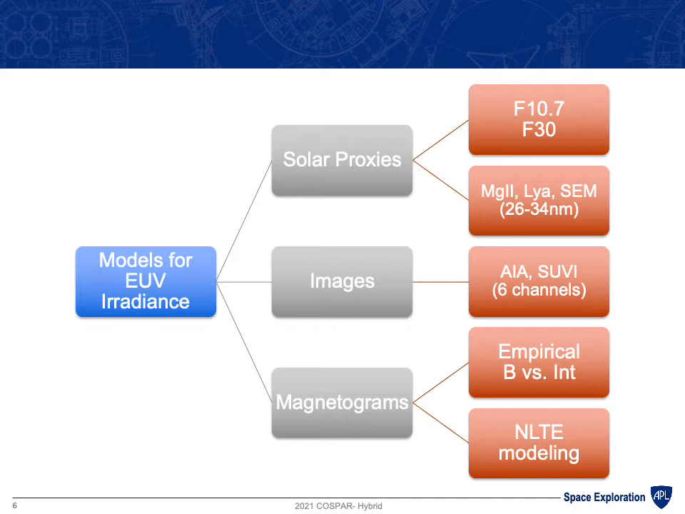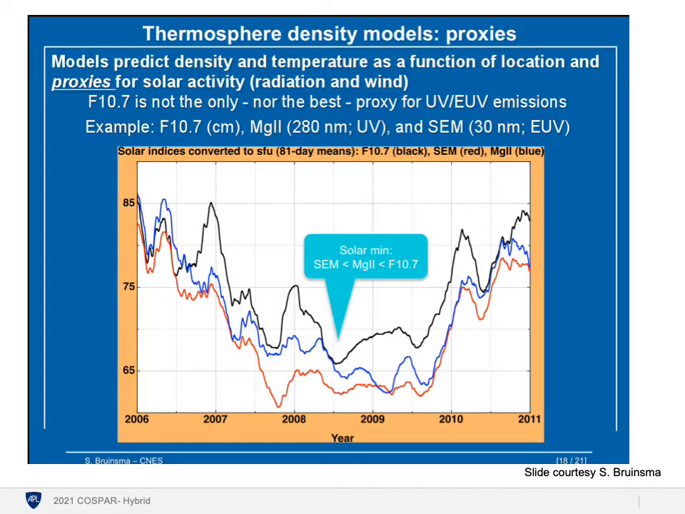But first, let's see how the solar proxies sort of fare. Here's an example from Sean Brunsma of the use of two solar proxies. One is from the ACM in red and the magnesium 2 in blue, and compared to the F10.7, all converted to the same units, solar flux units.